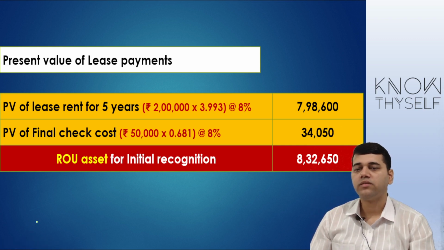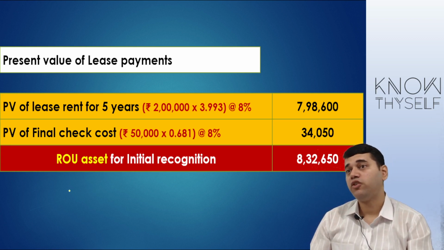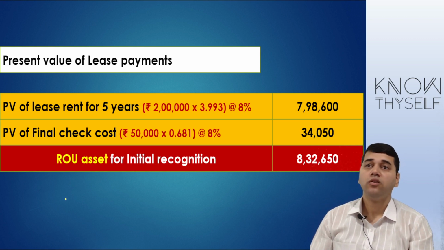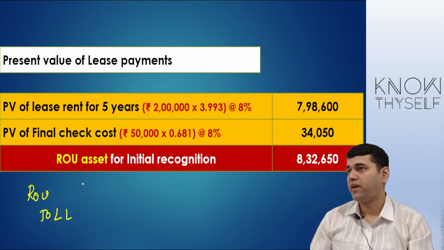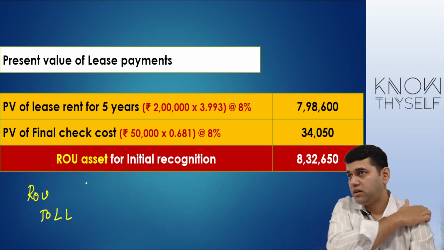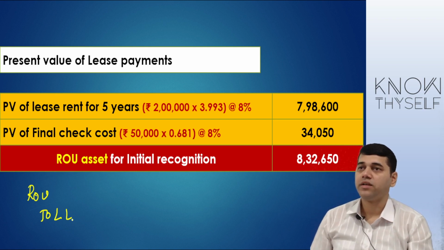Now you'll ask me, sir, what is the accounting entry we need to pass? This is a reimbursement. If we are going to assume this is a reimbursement to the lessor, then I will pass an accounting entry: ROU to lease liability. How much? If I assume the final check has to be reimbursed to the lessor, what is my accounting entry? ROU to lease liability. How much? 8,32,650.